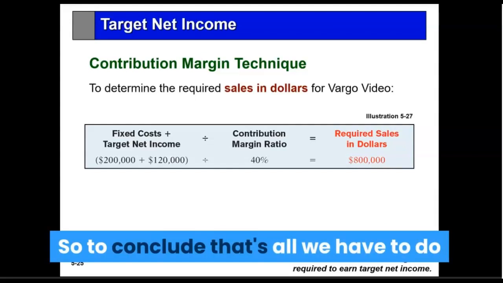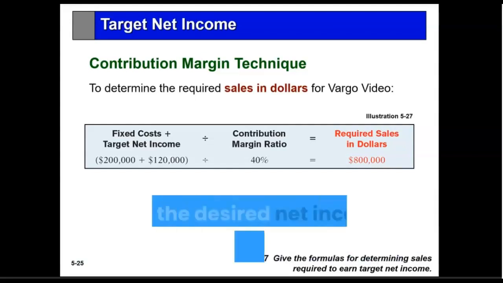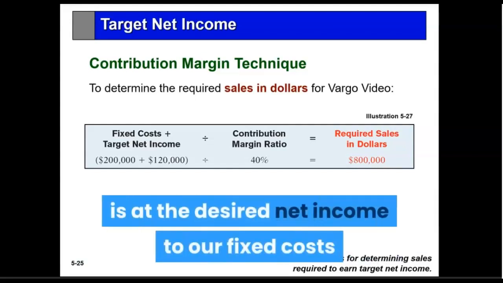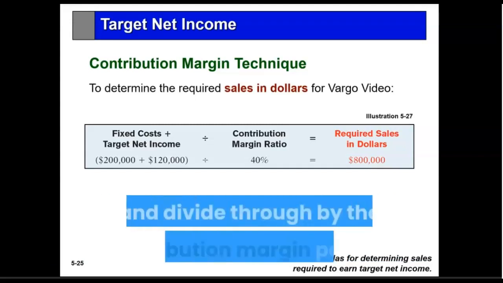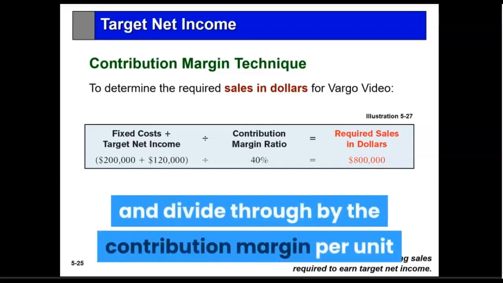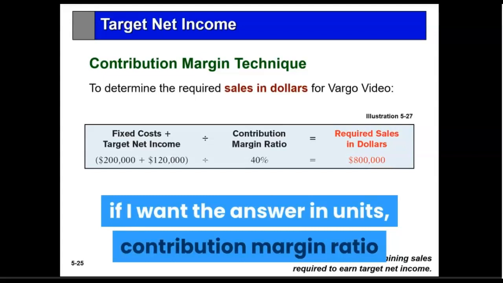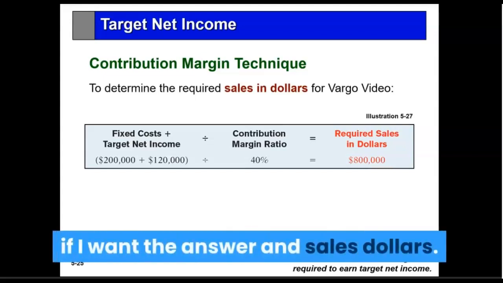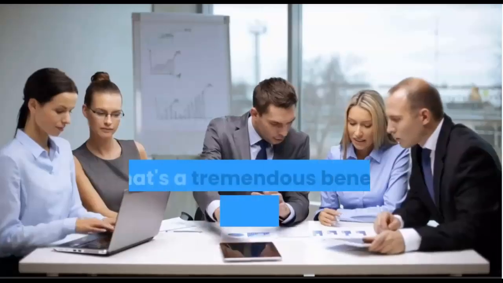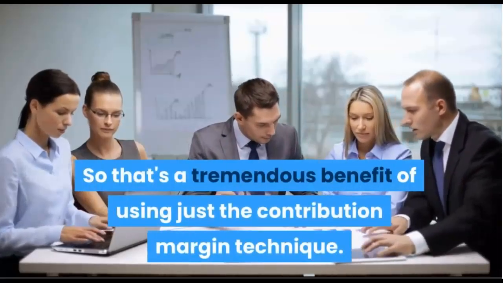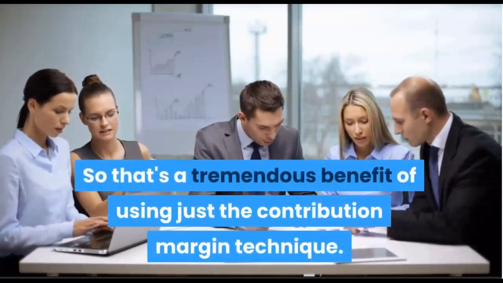So to conclude, all we have to do is add the desired net income to our fixed costs and divide through by the contribution margin per unit if I want the answer in units, contribution margin ratio if I want the answer in sales dollars. So that's a tremendous benefit of using just the contribution margin technique.